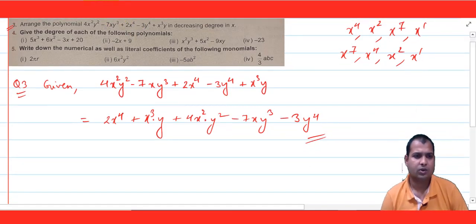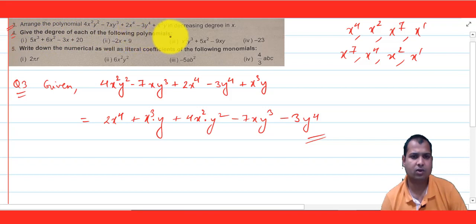Question number 4, it says give the degree of each of the following polynomials. So here you see it's a polynomial in 1 variable, so degree will be the highest power, so that degree is 3 over here. This is also a polynomial in 1 variable, so degree will be the highest power, so that is 1, because here x to the power 1.